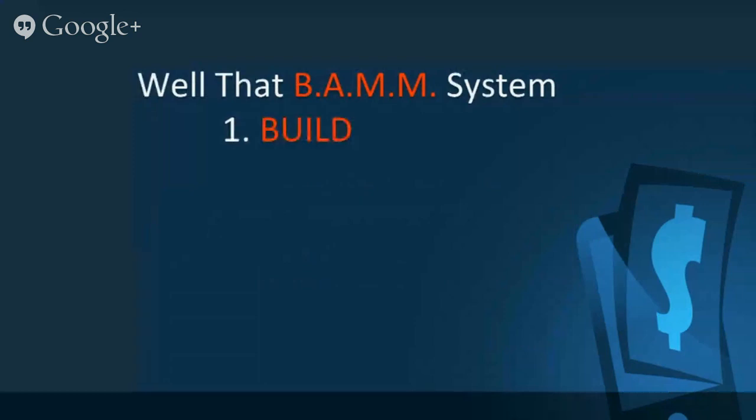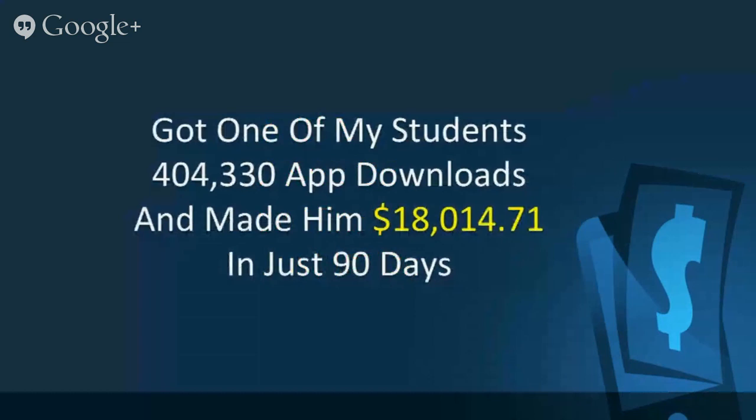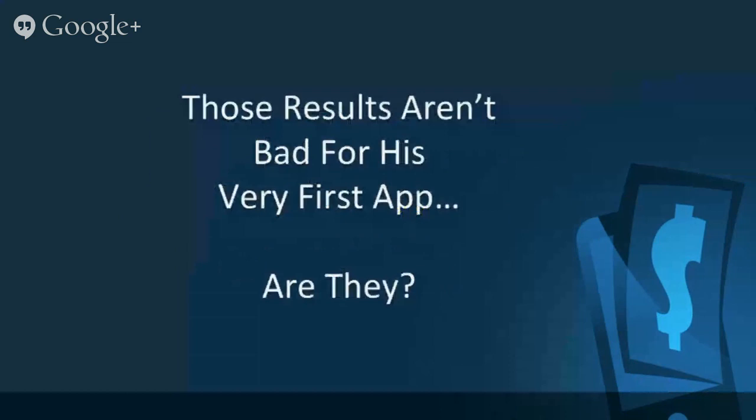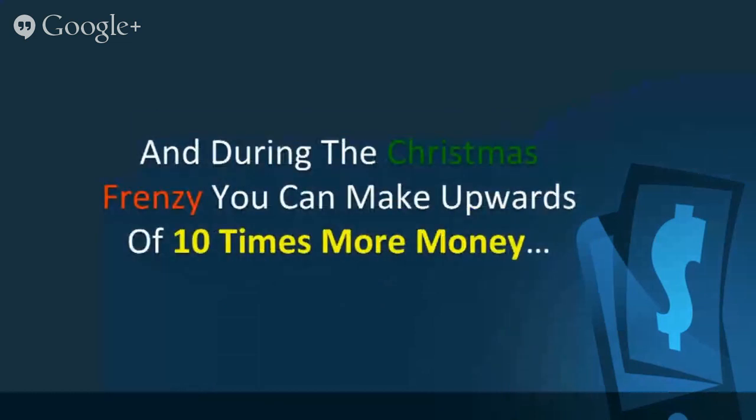Well, that system, build, analyze, market, monetize, got one of my students 400,000 app downloads and made him $18,000 in just 90 days. Those results aren't bad for his very first app, are they? That same system got me over 1 million app downloads and made me over $50,000 just in the last 90 days. And during the Christmas frenzy, you can make upwards of 10 times more money. But let me be clear, Christmas time is the absolute best time to make money with apps, but it doesn't mean it's the only time. These strategies work all year round.